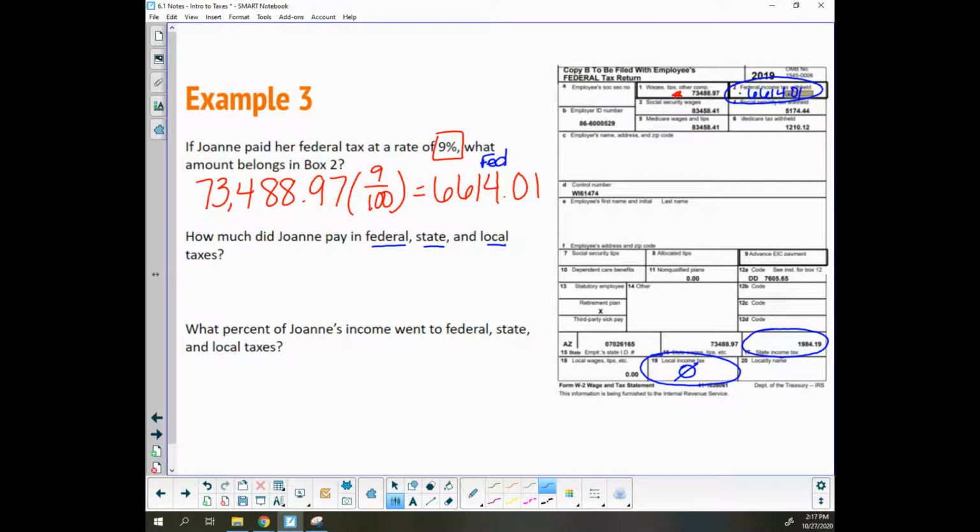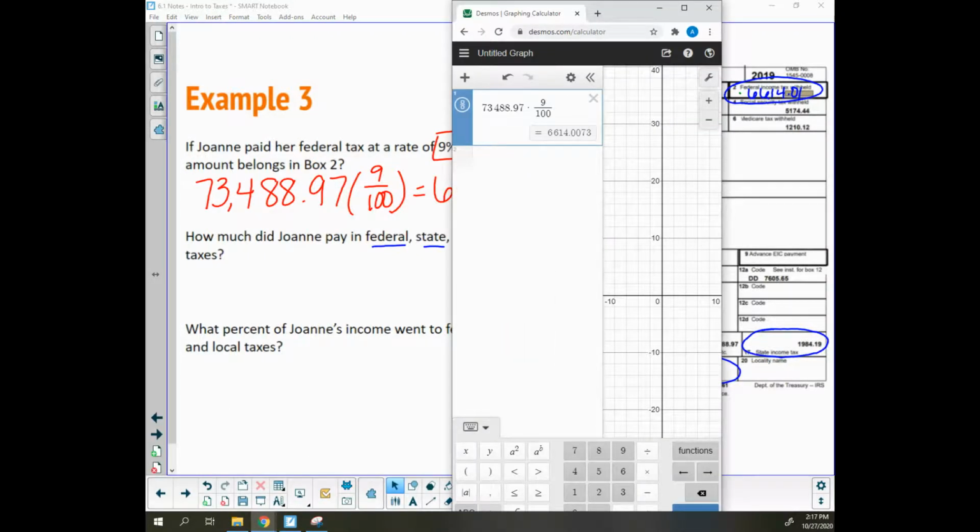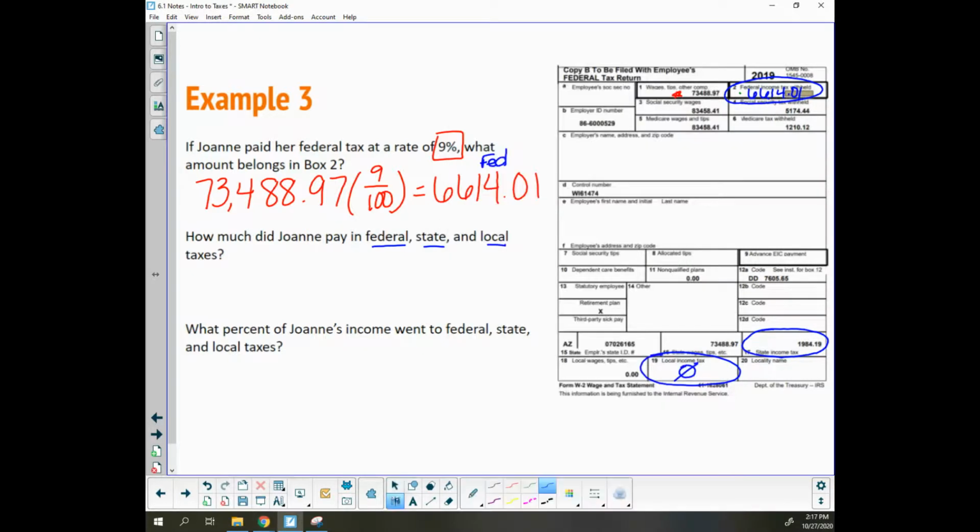So we're going to go ahead and add the 1984.19 to what we already had. So we had 6614.01 plus 1984.19. So we can see that she actually paid $8,598.20. I don't care if you write it as 0.2 or if you're more correct and write 0.20.